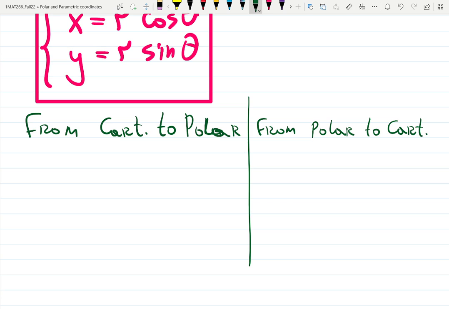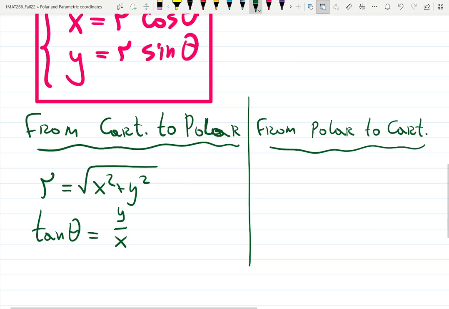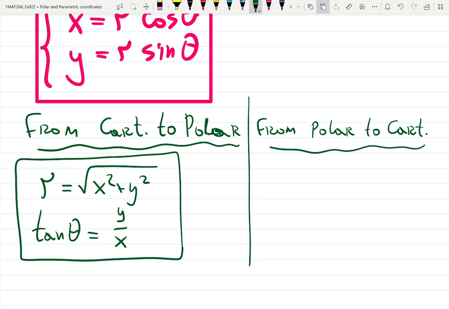If they ask you to create r and theta, so to jump from a Cartesian equation to a polar equation, how are we going to do that? You actually start like so. Define r as the square root of x squared plus y squared. Define theta via tangent of theta equals y over x, rise over run. And that's how you jump to r and theta with known x and y.